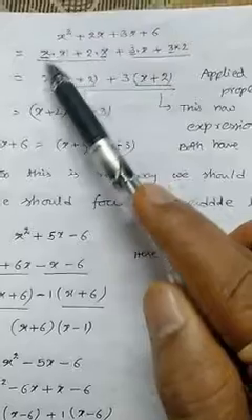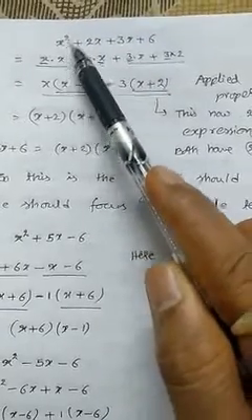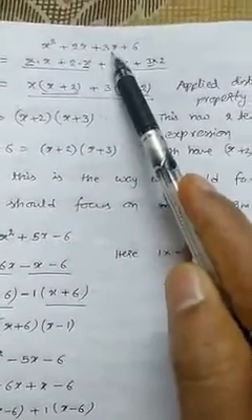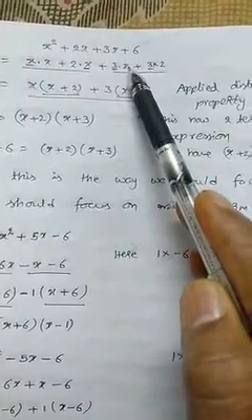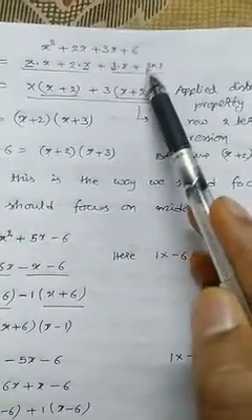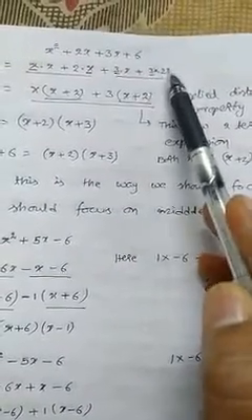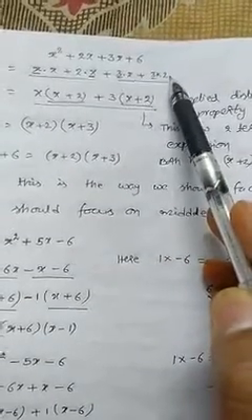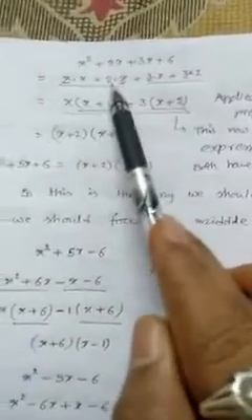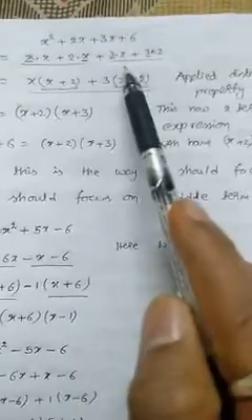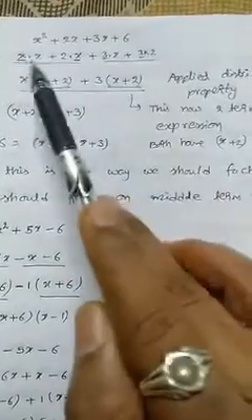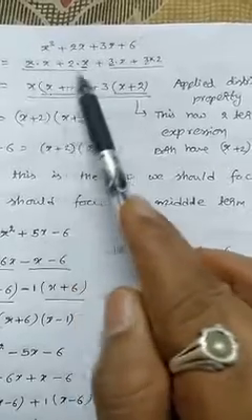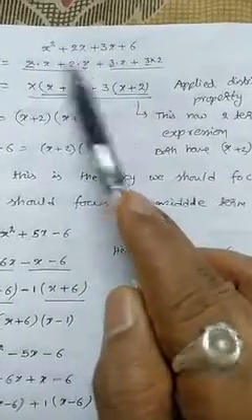I wrote x square as x into x. You know that x square is nothing but x into x. 2x means 2 into x, and 3x means 3 into x. Here 6, you can write 1 into 6, 2 into 3, anything. But since I have 3 here, to get something common I wrote it as 3 into 2. The first 2 terms I'll take as one group, and the second 2 terms as another group. Here x into x plus x into 2, x is common in both, so I took it out.